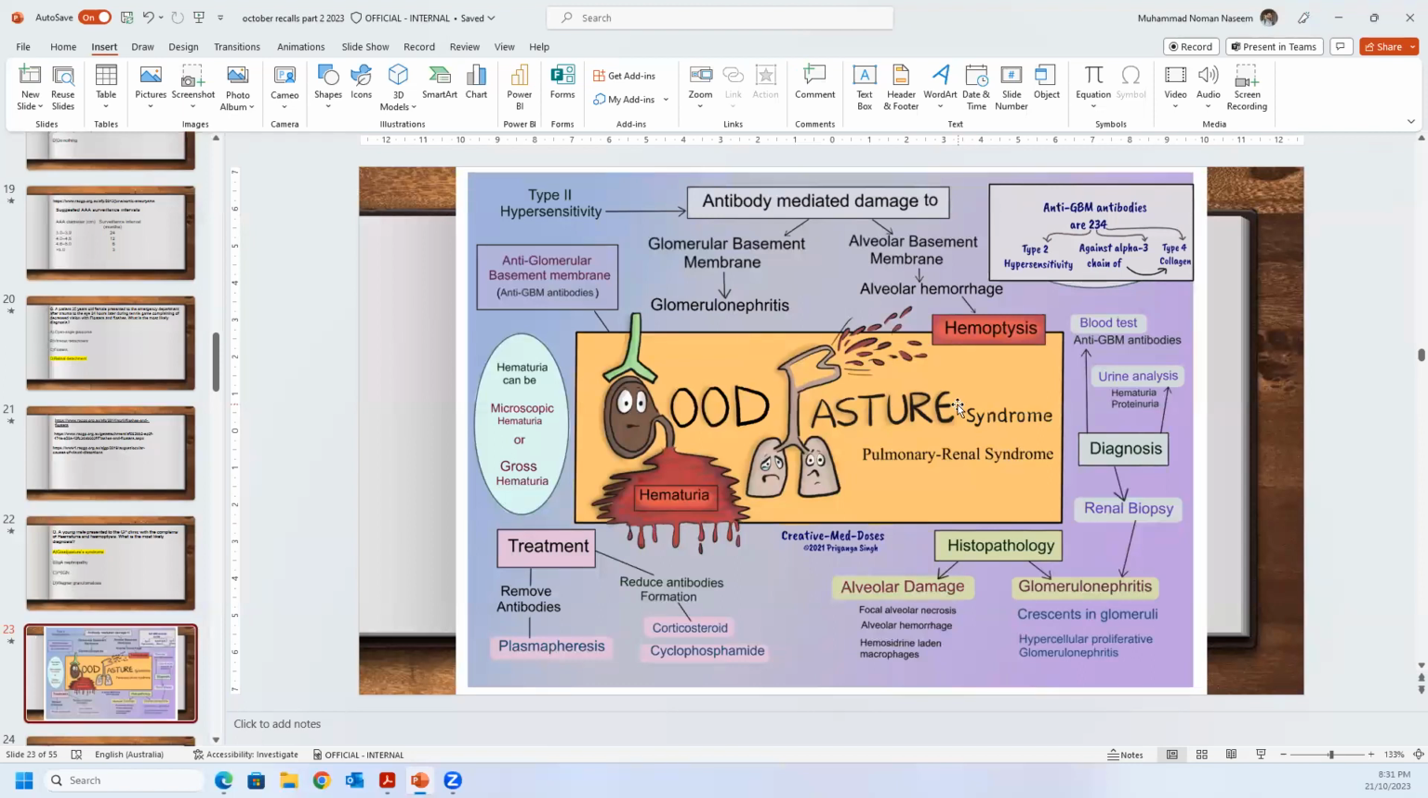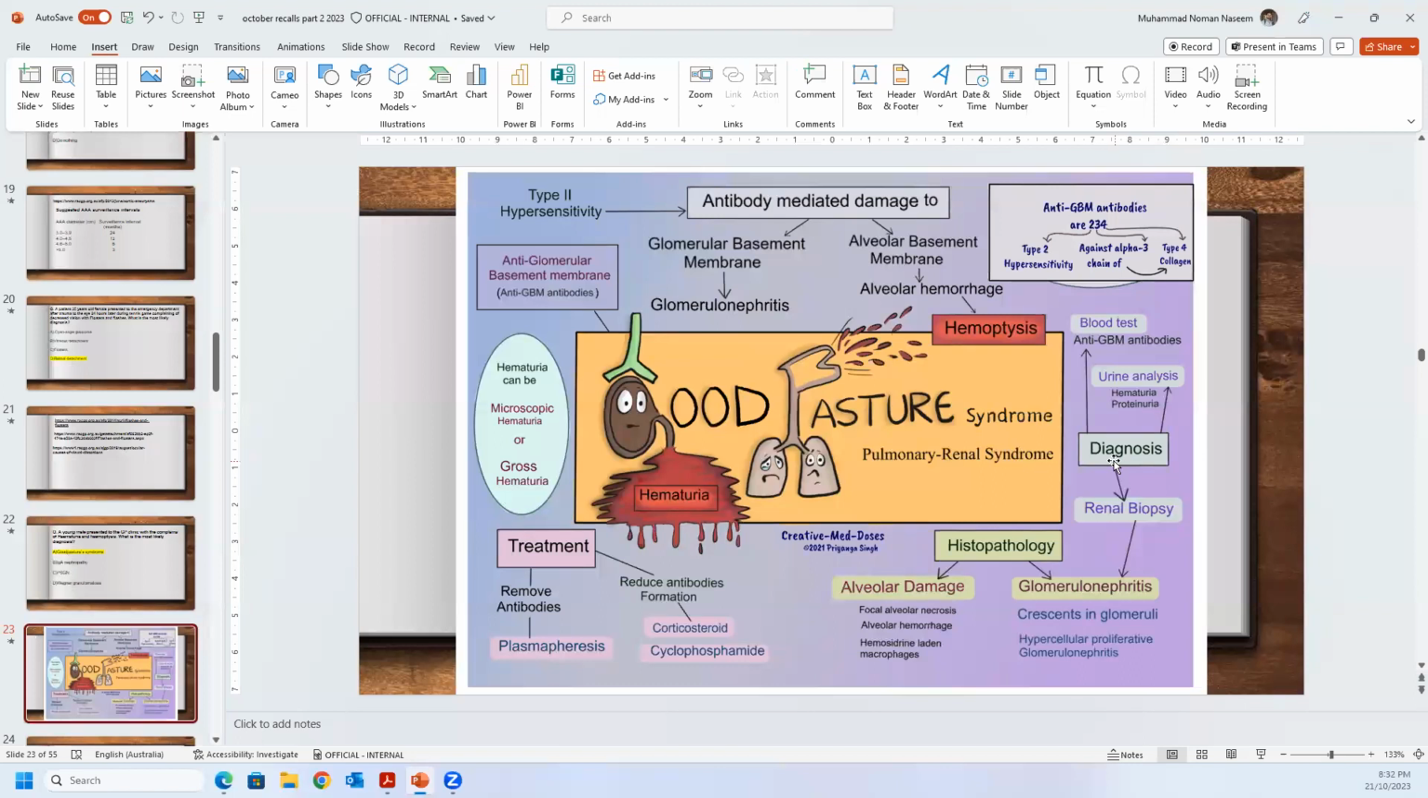this is Goodpasture syndrome. What happens in Goodpasture syndrome is that anti-GBM antibodies are formed, and these antibodies attack the glomerular basement membrane, causing glomerulonephritis, and the alveolar basement membrane, causing hemoptysis. So the blood test we do for the diagnosis of Goodpasture syndrome is the anti-GBM antibodies and urine analysis. Urine analysis will show hematuria and a bit of proteinuria, but predominantly hematuria.